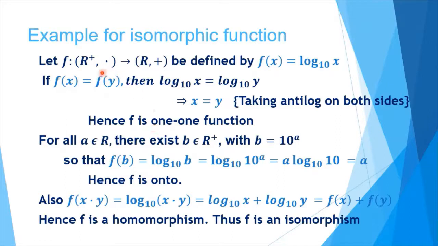Thus we have seen f to be a one-to-one onto homomorphism from (R plus, ·) to (R, +). Thus f is an isomorphism. We may say that the set of all positive real numbers is isomorphic to the real numbers, but the operation in positive real numbers is multiplication, and the operation on the real numbers is addition.